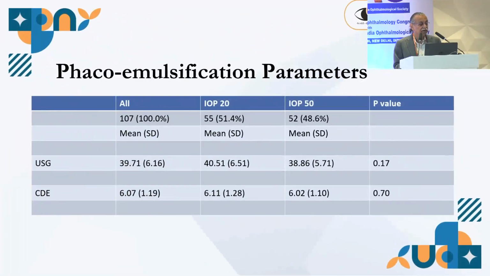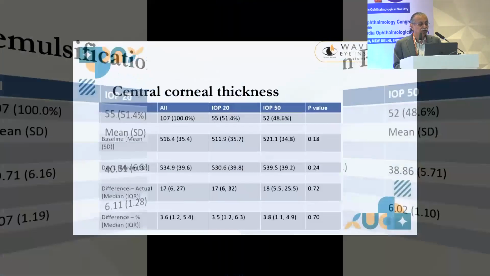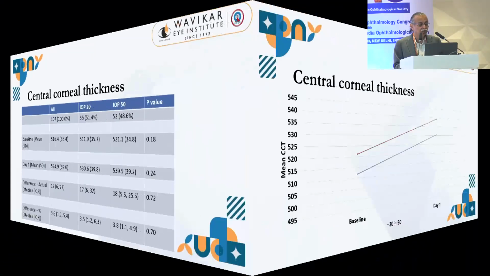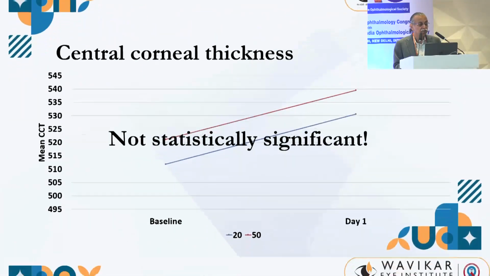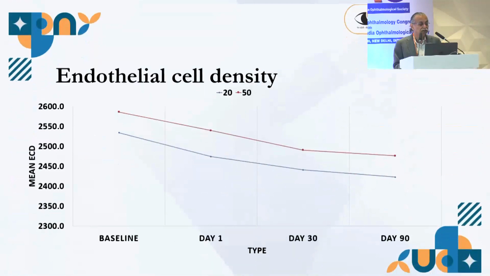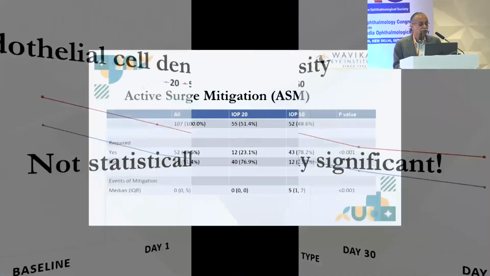Phacoemulsification parameters, again US time and CDE are both equal. There is no statistically significant difference. Central corneal thickness, of course there was an increase in the thickness up to 3.5%, but the difference between the two groups was not statistically significant. Endothelial cell density, again there was on an average loss of 3.5% of the cells in both the groups, but there was no statistically significant difference between the two groups.